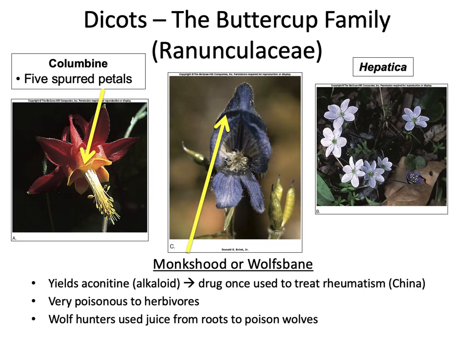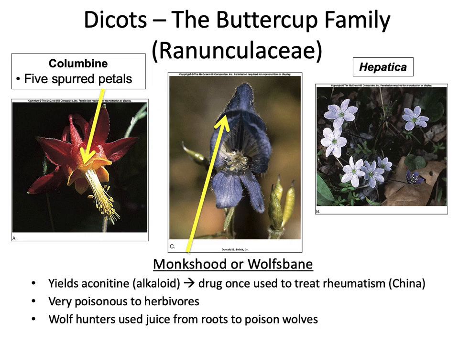We're going to learn 3 different plants that belong to the buttercup family: columbine, monkshood, and hepatica. And the first 2 we find in California. So columbine is unique because it has 5 spurred petals, which are adapted to hummingbird pollination. Monkshood or wolfsbane has a unique corolla part that looks like a hood. And then hepatica has radial flowers. Now, let's take a look at monkshood first.